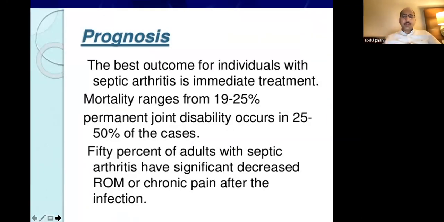So, what is the prognosis? The best outcome for an individual with septic arthritis comes with immediate treatment. Mortality can range from 10 to 20%, though the figure here suggests slightly more, and permanent joint disability can occur in 25 to 50% of cases. 50% of adults with septic arthritis have significantly decreased range of motion and chronic pain after infection, i.e., they will never be able to return to normal function.